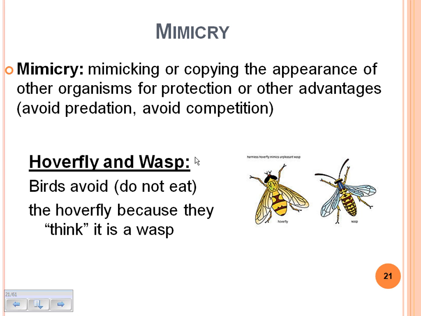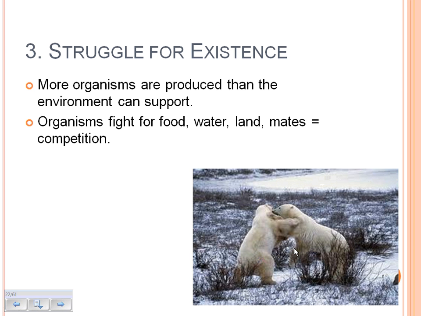You have mimicry. An organism might mimic or copy the appearance of another organism for protection or other advantages. For instance, that might avoid predation or avoid competition. So if you're a bird, you might mimic something that scares off a predator, something like a hoverfly or a wasp. Birds avoid the hoverfly because they think it's a wasp. Pretty clever.